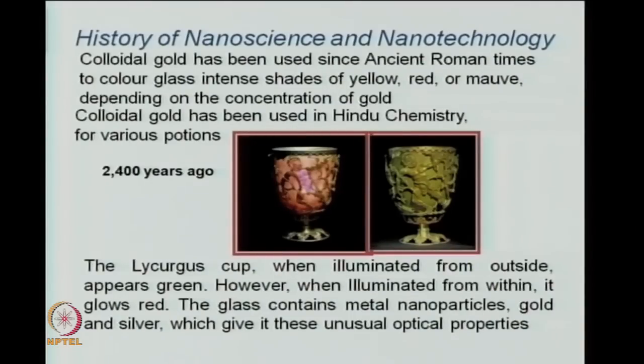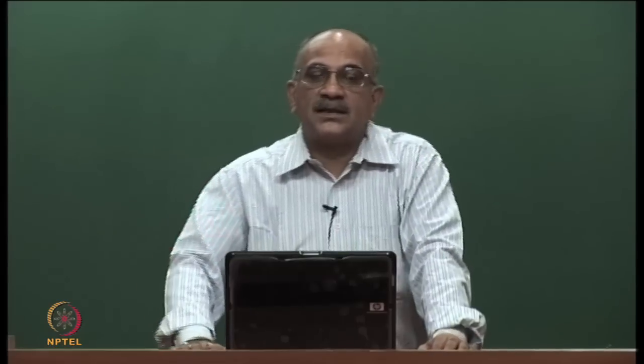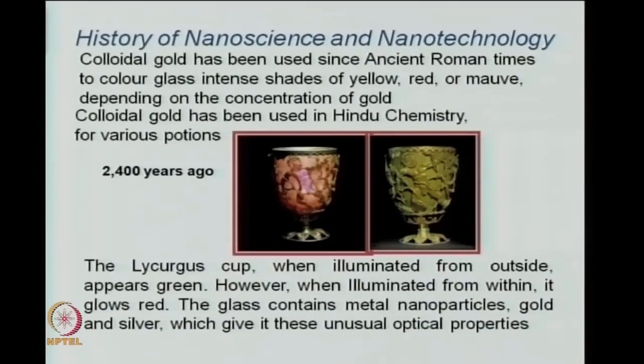That means you have a light inside, so you are looking at the transmitted light and that is red in color. However, if you look at the reflected light, that means your light source is outside the cup, then it appears green in color. And this is currently in the London Museum, and it was made many, many thousands of years back, and it is still retaining its colored properties. So this unusual property of this glass is basically because there are nanoparticles of gold embedded in the glass, and that gives you the color. So the color is different depending on whether you are observing transmitted light or reflected light.